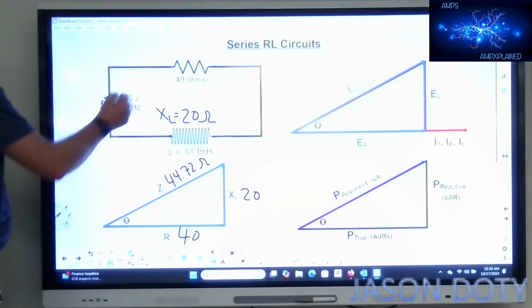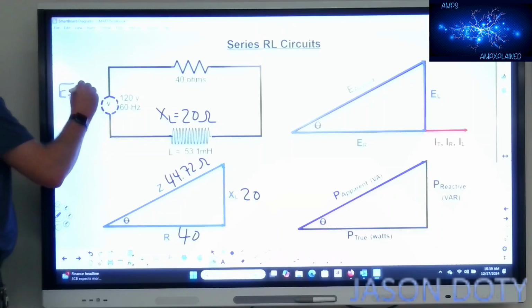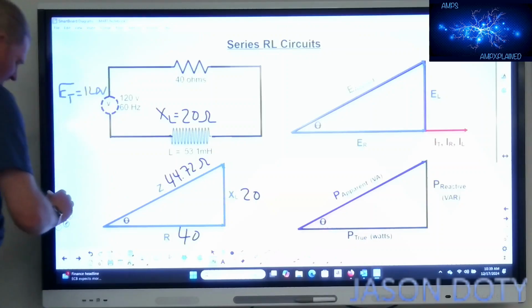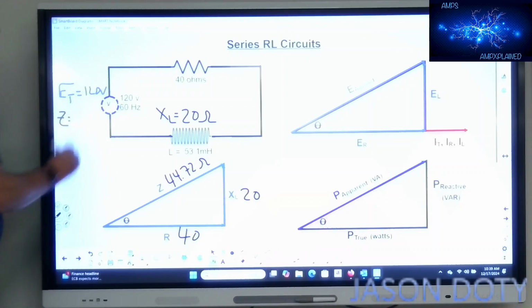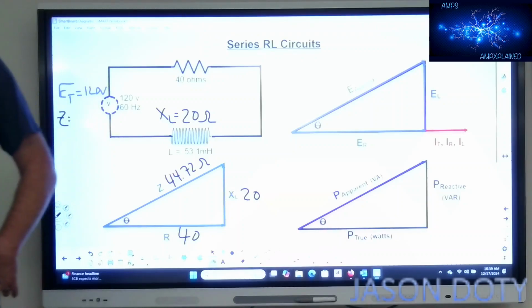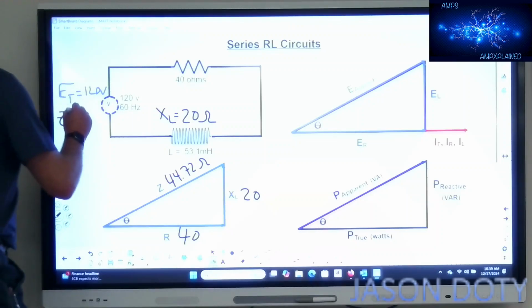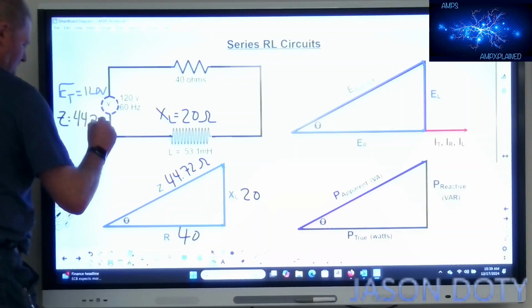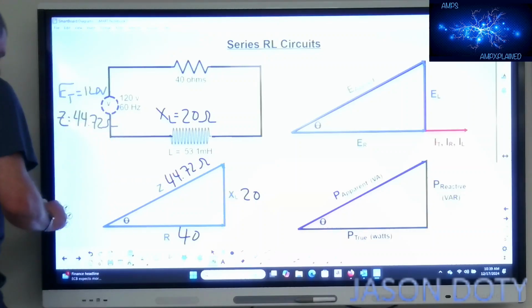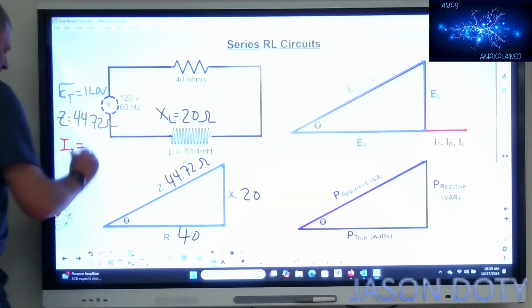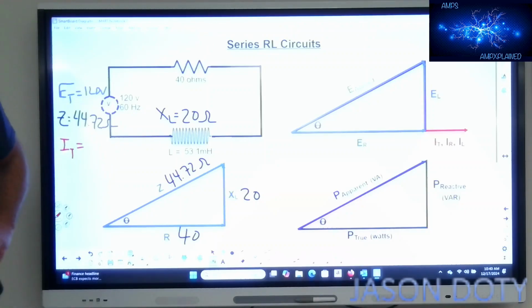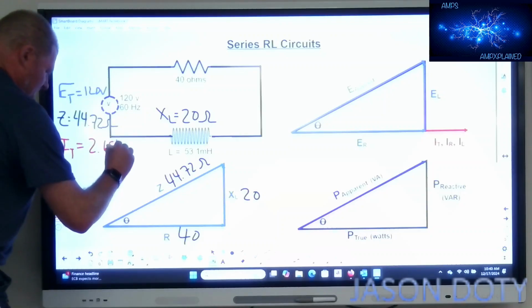So now we have our E total, 120 volts, and we have our Z. You will never see a total subscript with Z because, again, impedance means the total opposition to current flow. And that's our 44.72 ohms. Now we can solve for total current here. Everything's going to see the same current in this series circuit, because we know the laws of series, we end up with 2.68 amps.